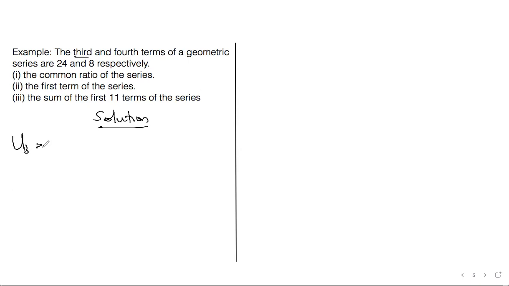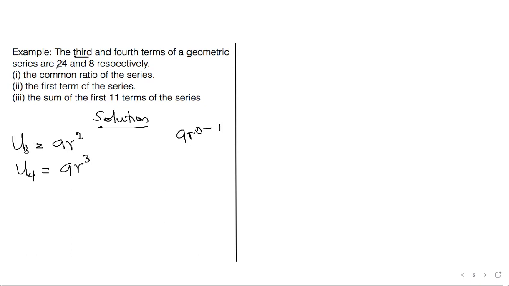The third term, U3, can be written as ar raised to the power 2. You remember the formula for the nth term, ar raised to the power n minus 1. Now n is 3, because the position is third, so 3 minus 1 is 2, so ar raised to the power 2. Then U4, the fourth term, is ar raised to the power 3, because n is 4, so 4 minus 1 is 3.